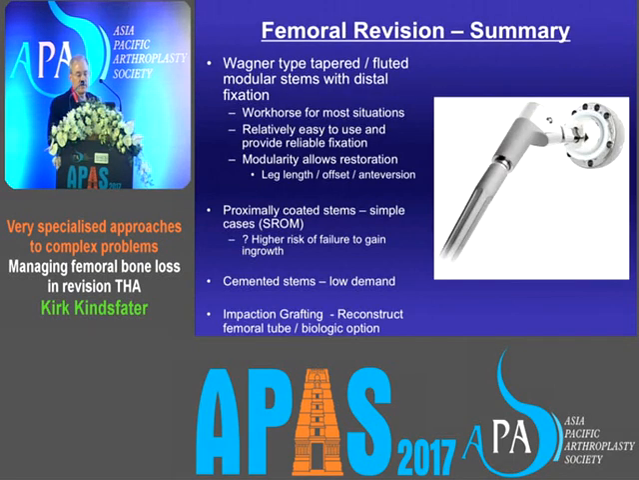The proximally coated stems, simple cases, you can use an SROM. Again, decorticate the bone or be aggressive with your reaming. Cemented stems for low demand, and then impaction grafting, if you can reconstruct the femoral tube, that's a biologic option. And for massive bone loss, again, you can always use proximal femoral allografts.